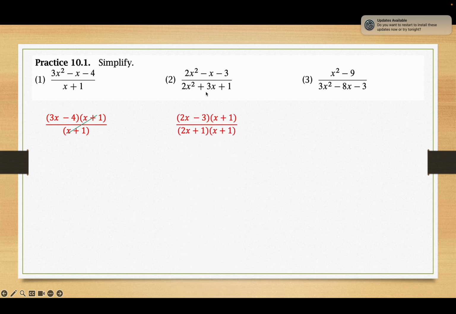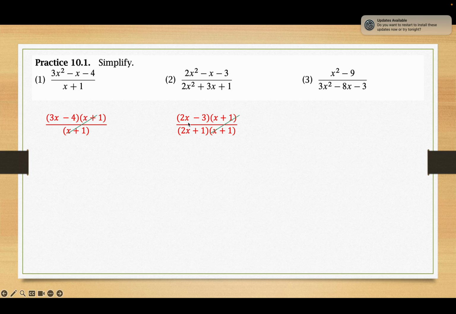Now you can see why we spent so much time factoring to get good at it. I factor 2x squared minus x minus 3 into 2x minus 3 times x plus 1. Then I factor 2x squared plus 3x plus 1 into 2x plus 1 times x plus 1. Well, looky right there. I got x plus 1 over x plus 1. Cancel those suckers right there. Bam! Done. And I'm left with 2x minus 3 over 2x plus 1.